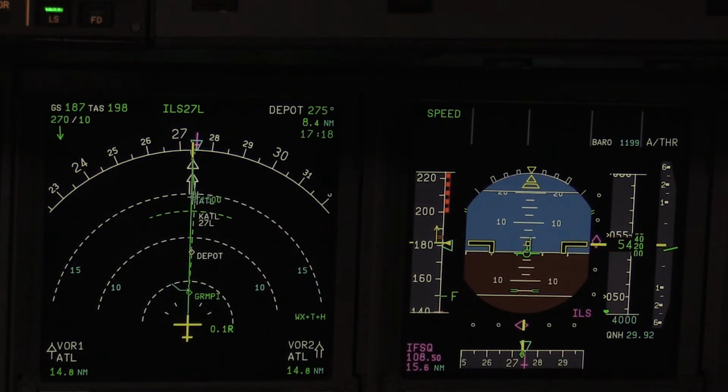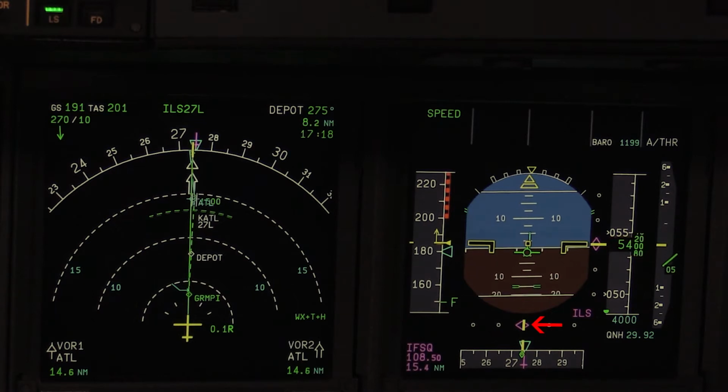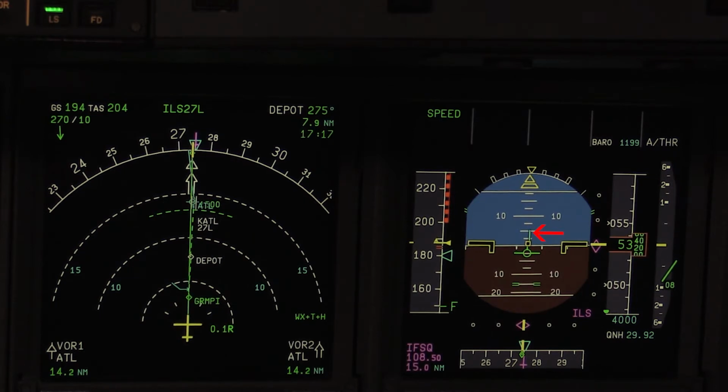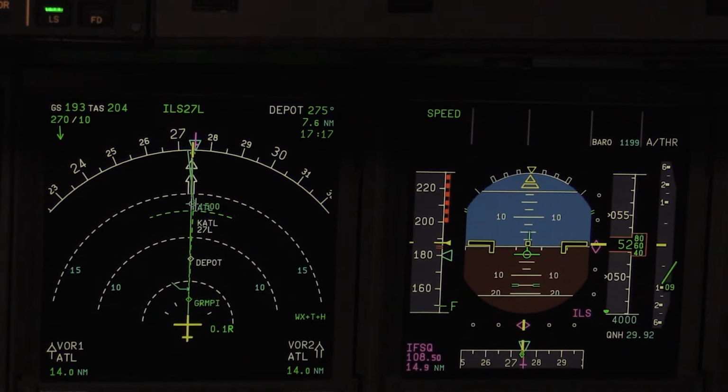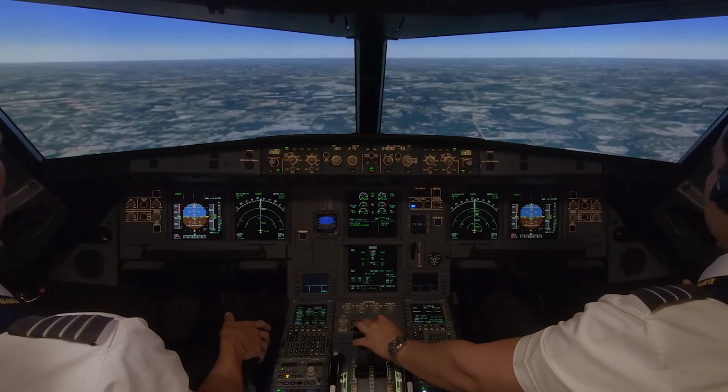What we see here is our track 275, and our localizer needle is showing centered. The localizer centered, the bird is also centered with the blue stick, which is the indication that is consistent with the track that we have selected on the FCU, which is 275. Again, this is a headwind scenario that we're looking at.